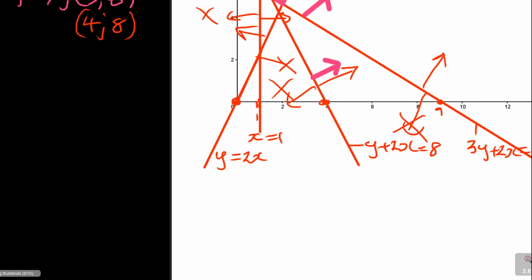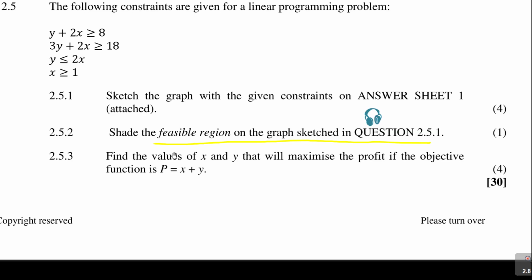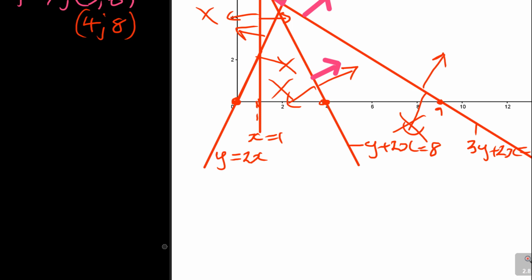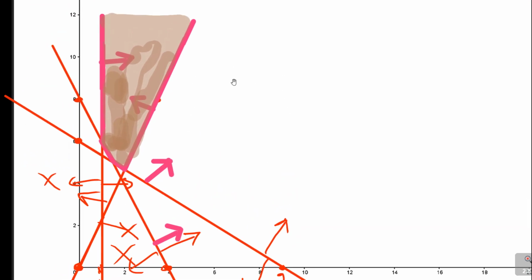And then the next question was, what did they say? Find the values of x and y that will maximize the profit if the objective function is P is equal to x plus y. So maximize the profit. What is the objective? P is equal to x plus y.